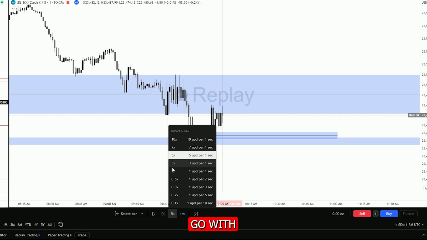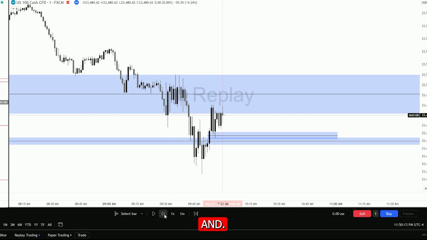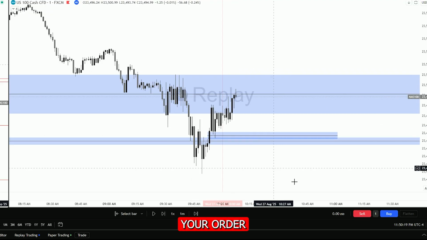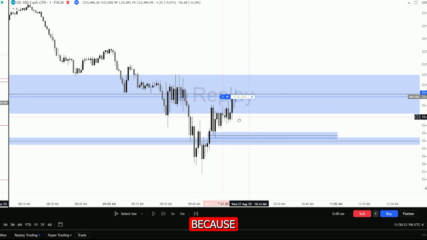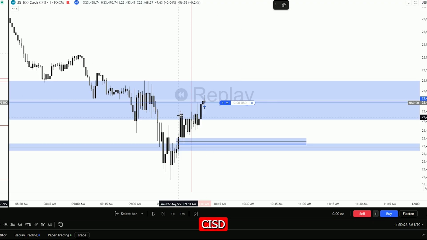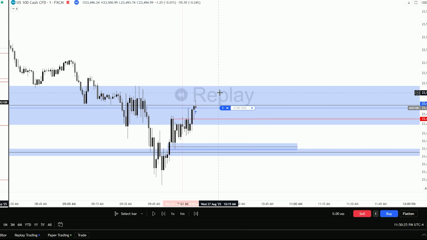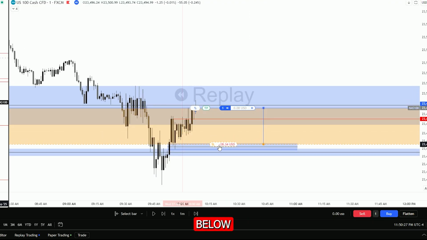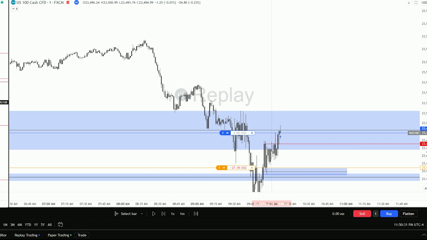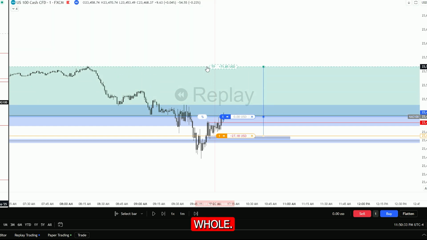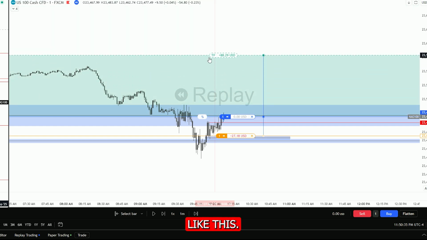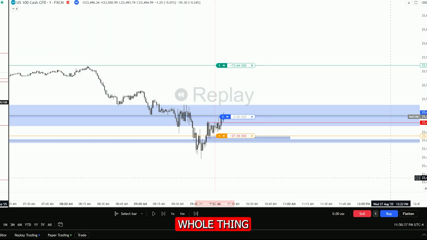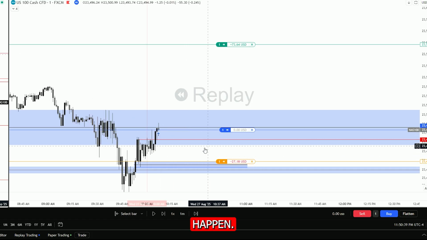Let's just go with 1x. Yep, let me just do it again. So you can just take your order somewhere here, because you got the CISD over here. Your stop will be somewhere below here. This will be your stop, and you can target this whole thing, or you can target just like this, but we are going to target this whole thing and see what will happen.